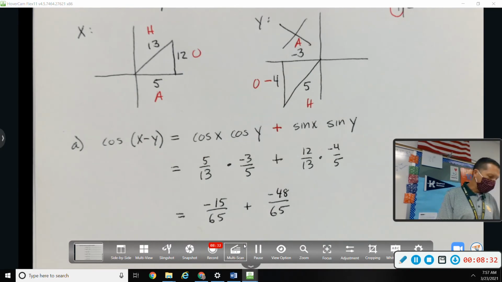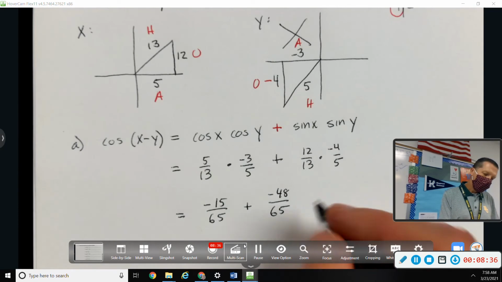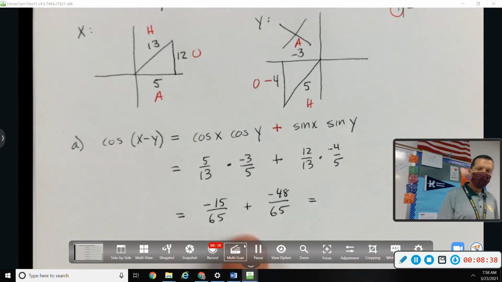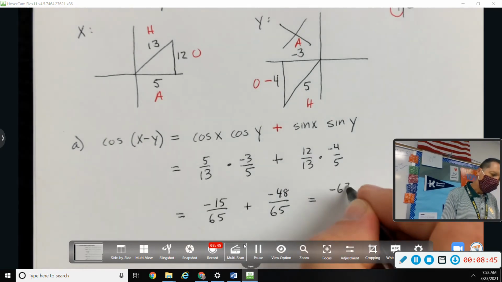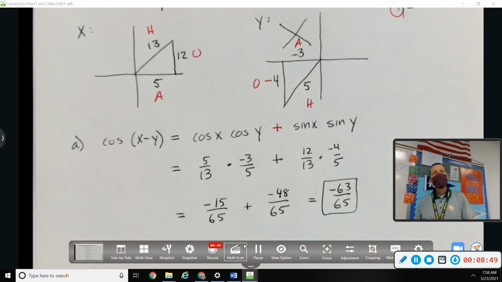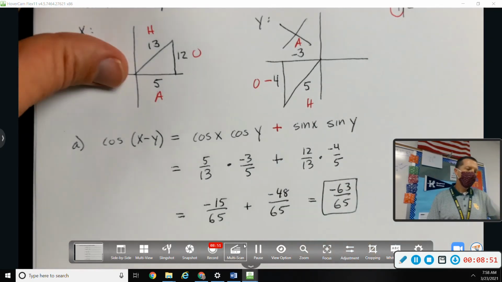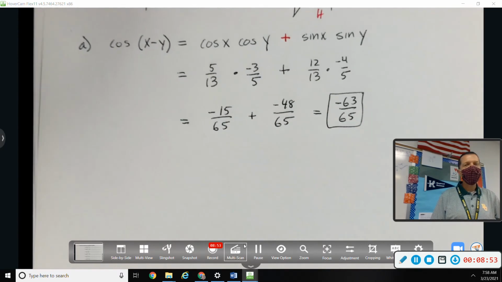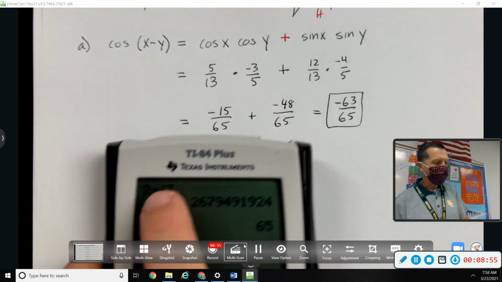Again, if you needed to type in 13 times 5, you could do that. And then, again, rather than typing all of that in, I'm just going to do -15 minus 48. -63 over 65. That's how I would recommend using the calculator.